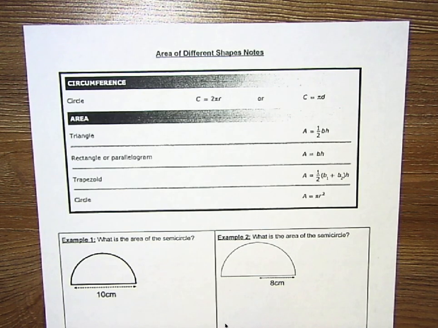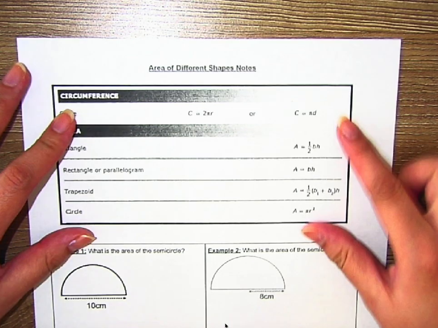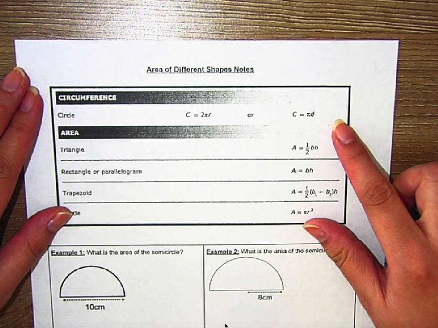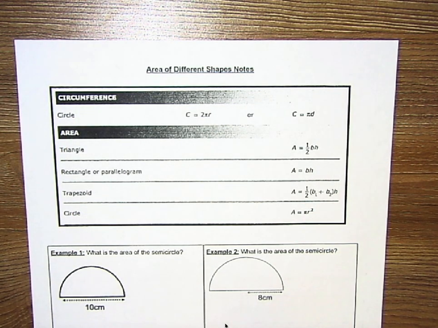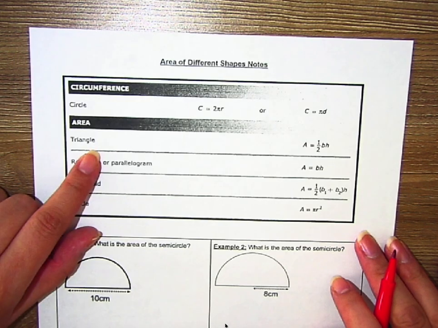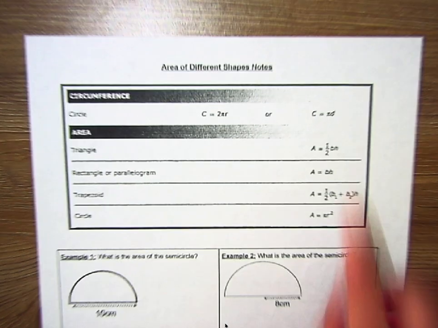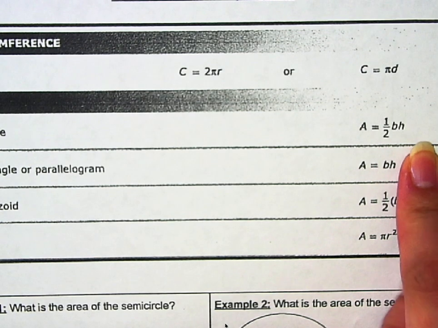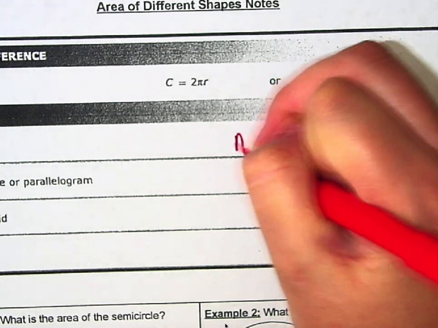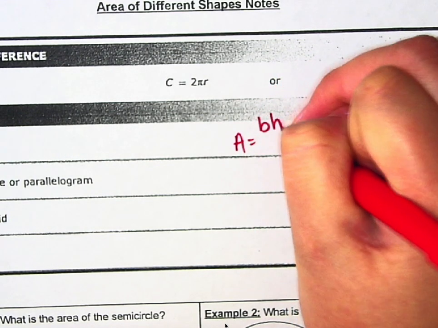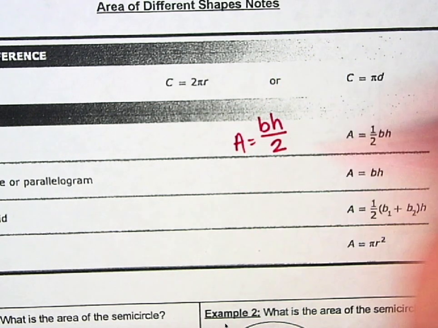All right, so we've been doing area of circles, but now we're going to do different shapes here, okay? This is from your STAR reference chart, but I want you to add some things to this, okay? So our triangle, the formula for a triangle is A is equal to 1/2 BH. I want you to rewrite that equation for me. It's going to be A equals base times height over 2.